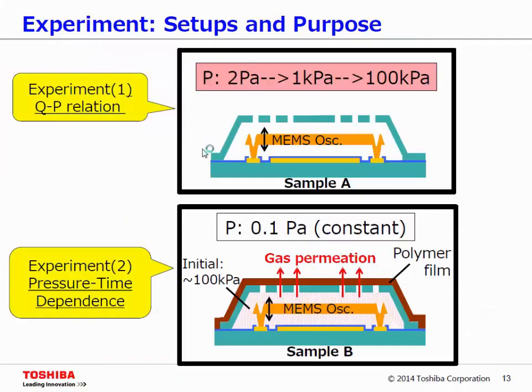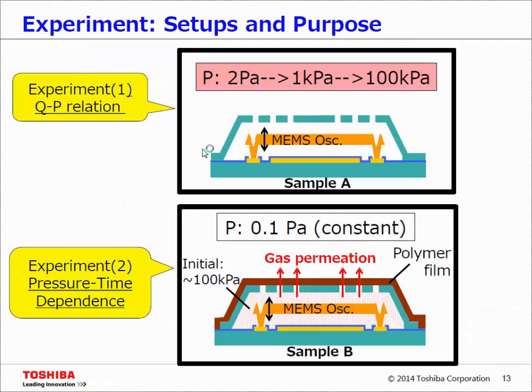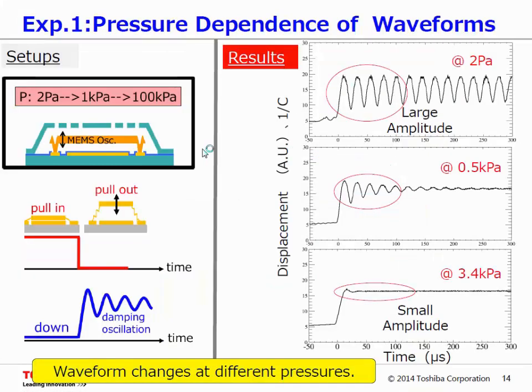So for the flow of the experiment, we have 2 experiments here. The first one is using sample A to obtain the relation between Q factor and pressure. In the chamber, the pressure is changed from 2 pascal to around 100 kilopascal. The second experiment uses a dome filled with the specimen polymer film under a vacuum chamber. I'm going to see the time dependence of the pressure inside the dome in order to measure the gas permeability. For the first experiment, I'm going to show the results.